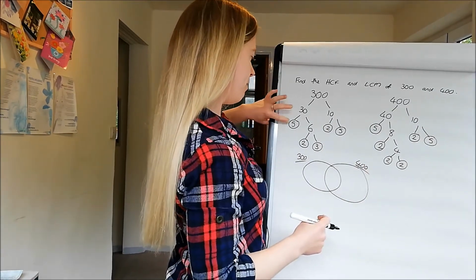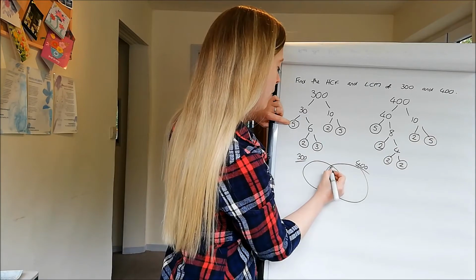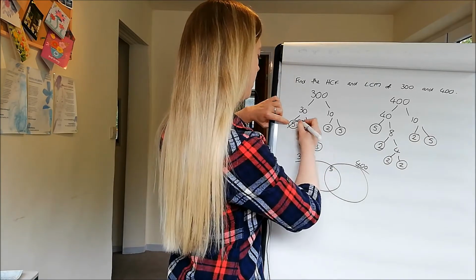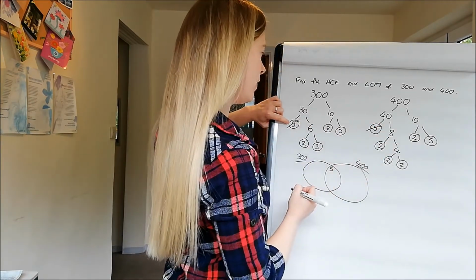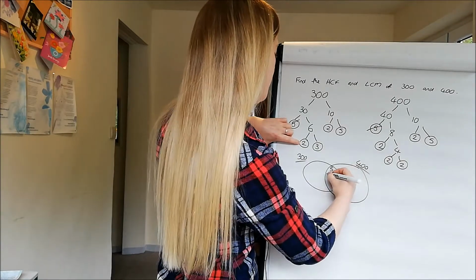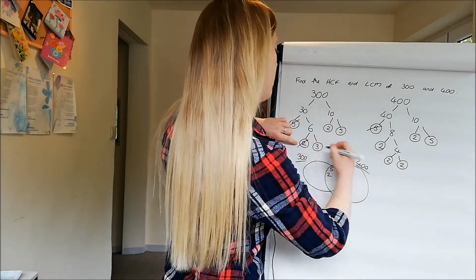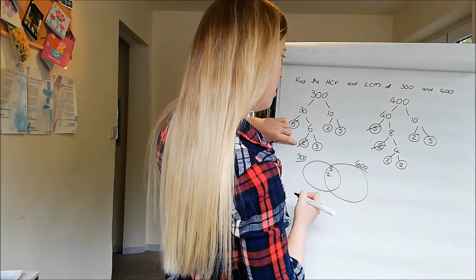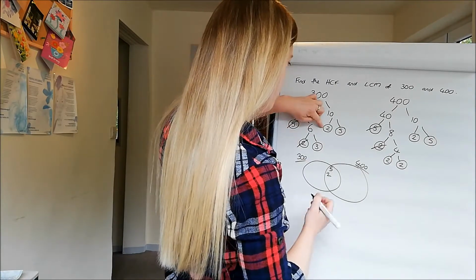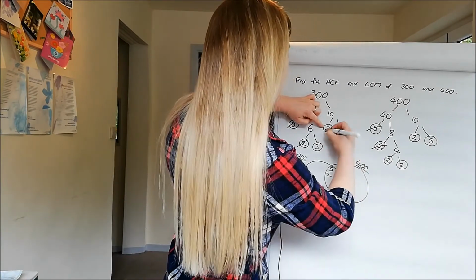So they both have a 5, so I'll put a 5 in the middle and cross it off each diagram. They both have a 2, so I'll put a 2 in the middle and cross it off each diagram. They both have another 2, so I'll put it in the middle and cross it off.